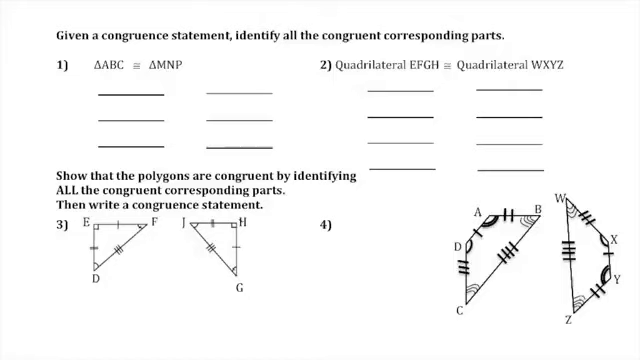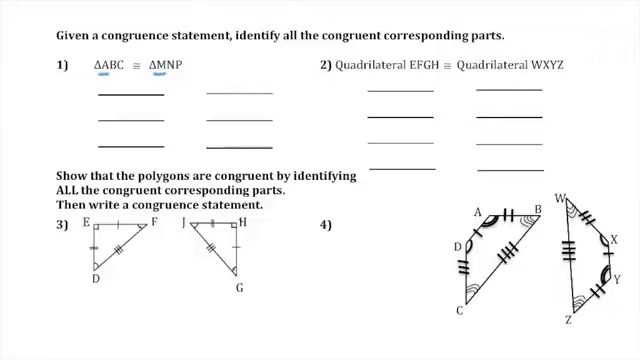So number one, given a congruent statement, identify all the congruent corresponding parts. So what's really nice about a congruent statement is it states that the shapes are congruent. So all the corresponding parts are also congruent. So that would be angles, and that would be segments or sides of the shape. So the nice thing is when we write these congruent statements, the order matters, as we saw in the warm-up, which means that the order tells us what parts are congruent.